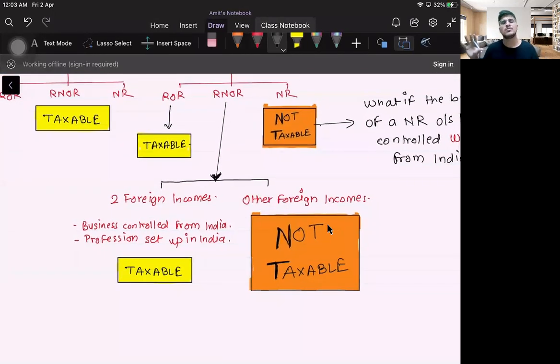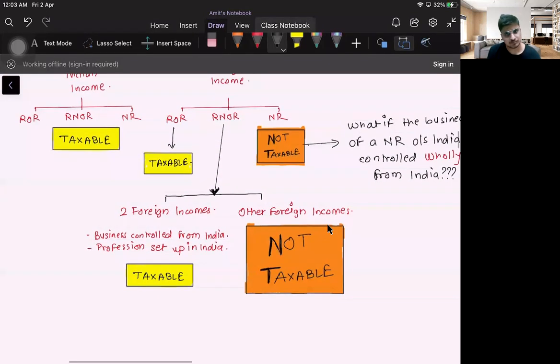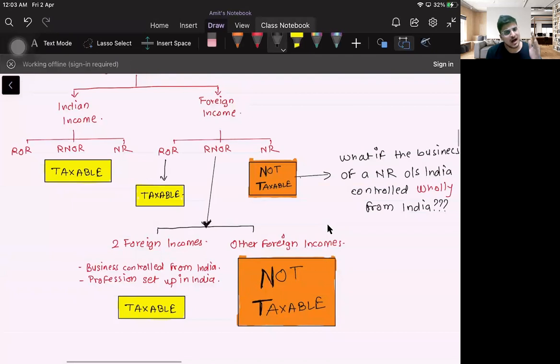But any other type of foreign income will not be taxable for RNOR. No other foreign incomes will be taxable. Only these two foreign incomes will be taxable. Perfect. Now, this was the case of foreign income for ROR. For ROR it is always taxable. For RNOR, only two foreign incomes are taxable. Except for that, everything will not be taxable.